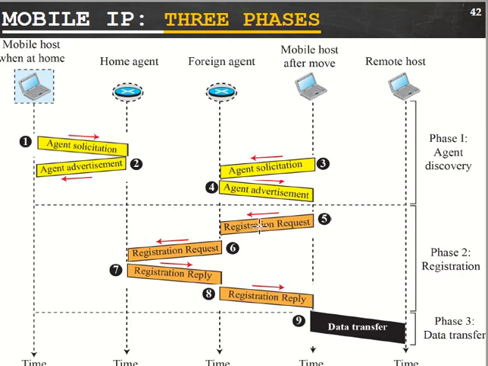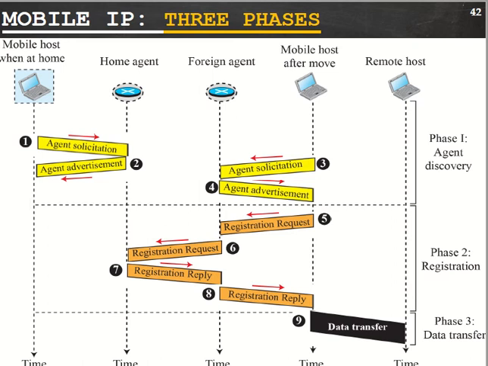As you can see here, in phase 1, there are two types of operation: agent solicitation and agent advertisement, in the case of agent discovery. In phase 2, that is registration, there are registration request and registration reply. And in the last case, data transfer, there is an operation called data transfer.